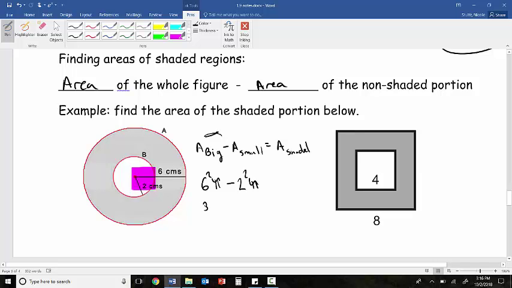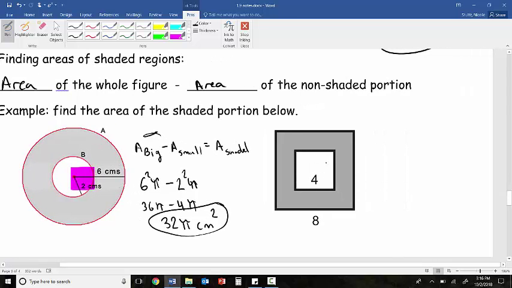Do a little cleaning up. This is 36, and this is 4. And you actually want to treat pi like it's an x. So if you were doing 36x minus 4x, it would be 32x. The only difference is this is pi. And then you don't want to forget your units, so it's going to be square centimeters. Done.